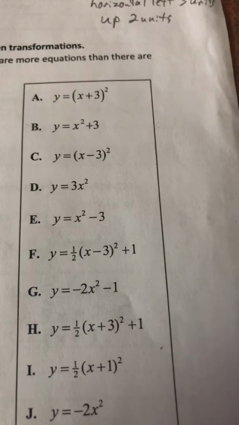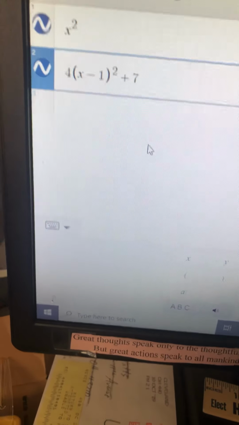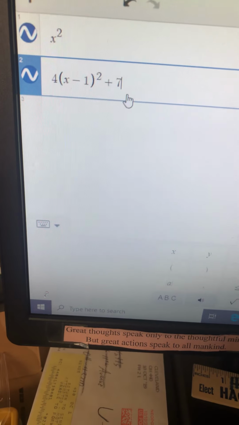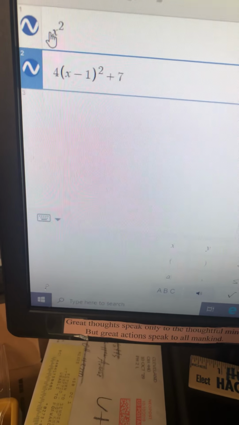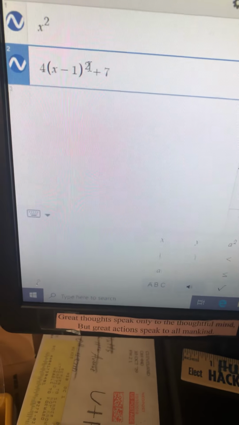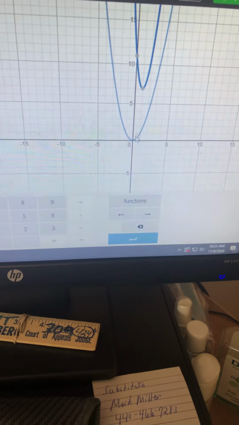If you are having difficulty seeing these, you could actually see them. I did one of these. Let me show you on Desmos. I was comparing x squared, and then I compared it to this. I wanted to compare x to the third power, and I just changed it to second power because it was a little bit easier to see what's going on there. You could see how it went up 7.